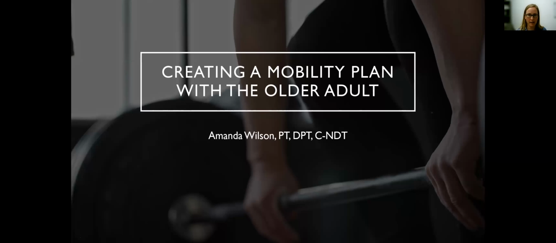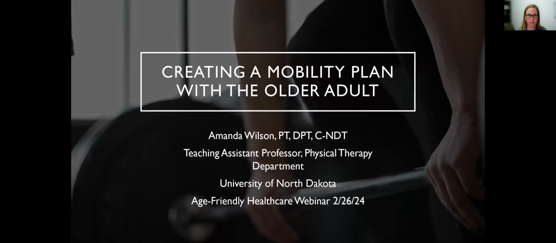Okay, so we're going to talk about creating a mobility plan. And I also added "with the older adults" because it's not just for them, it's with them. And we'll emphasize that as we go through here.